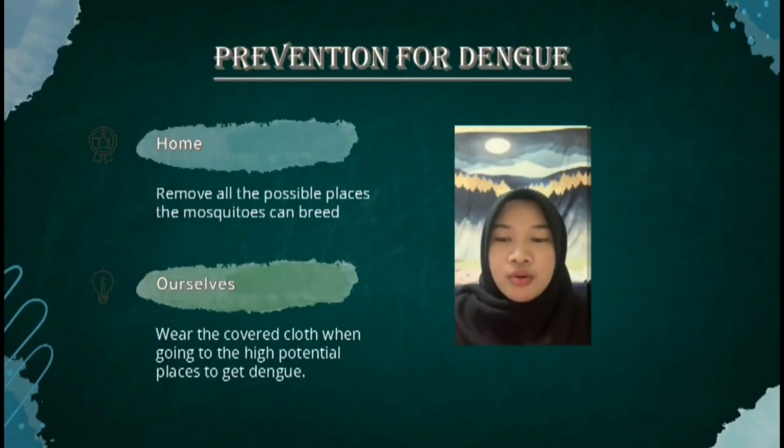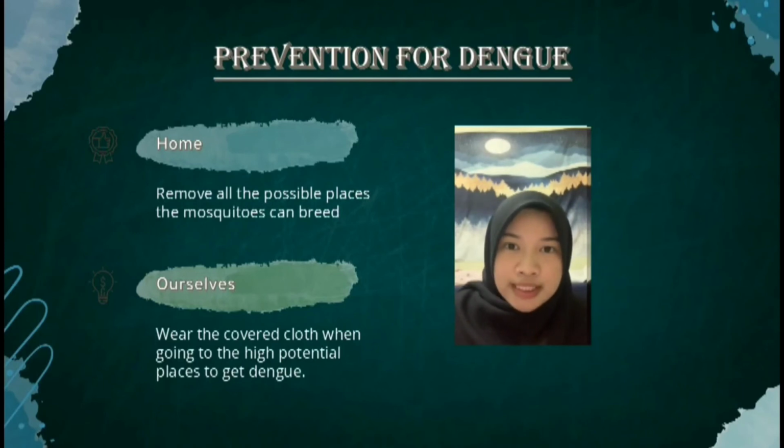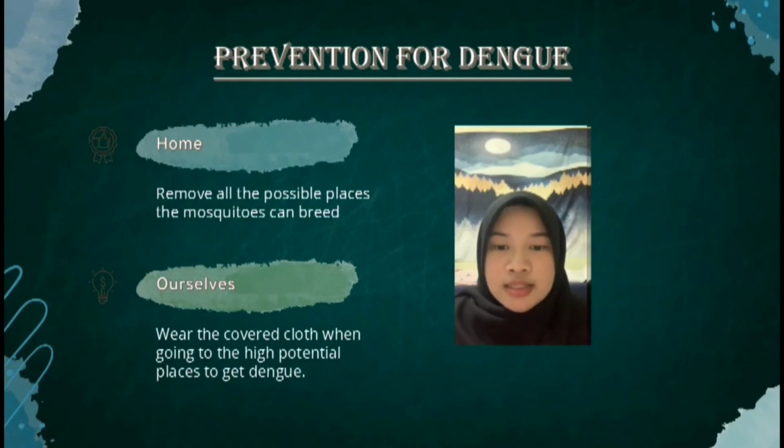Firstly, for our family and around the house, we need to make sure that we clean up all the possible places that mosquitoes can breed. For example, excess water from plant pot plates, inside unused vases, and many more, because mosquitoes can breed in a small amount of stagnant water. For ourselves, we need to wear covered clothes when we are going to high potential places like a camping site. It can help to reduce the amount of skin exposed so that mosquitoes will find it hard to bite us.